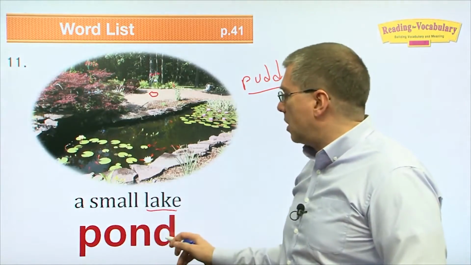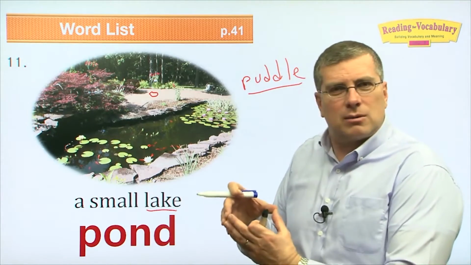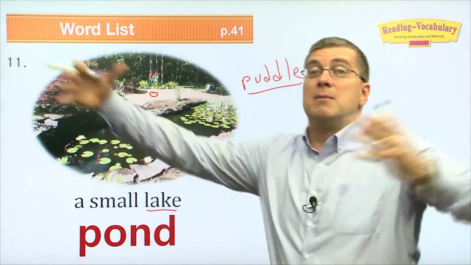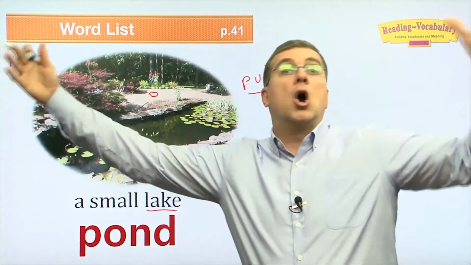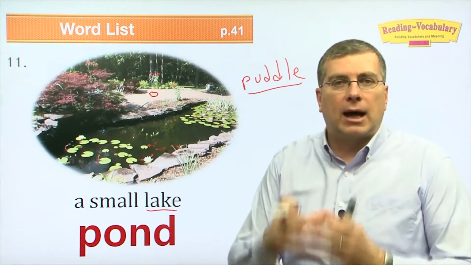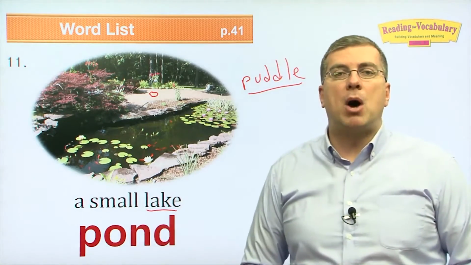But ponds are smaller. Puddle, it's the smallest. Then pond. Then the biggest, bigger is lake, then sea, then ocean, right? So many different words to describe areas of water. Okay, we're talking about a pond here, a pond.